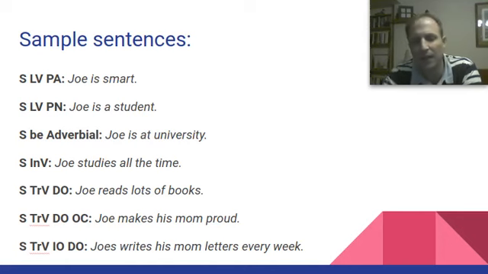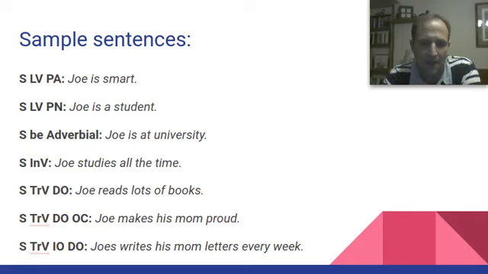So I have these sentences here. So look at our predicate adjective, Joe is smart. Our predicate noun, Joe is a student. Our adverbial, Joe is at university. Our intransitive verb, Joe studies all the time. Notice all the time is simply an adverbial modifier. It tells us when he studies, but it doesn't really tell us what he studies, which would take us in the direction of a transitive verb with a direct object. Our direct object, Joe reads a lot of books, or lots of books.